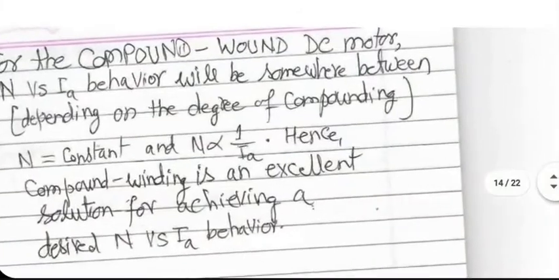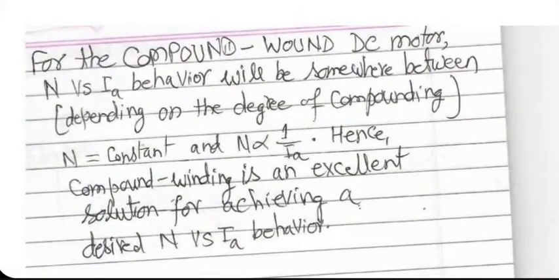For the compound wound DC motor, the N versus IA behavior will be somewhere between N equal to constant, which is for the shunt motor, and N proportional to 1 upon IA, which is for the series motor. Depending on the level of compounding, you will see something in between as far as the behavior of N with IA is concerned. If you want to get a particular N versus IA characteristic, you have to determine the compounding level required.